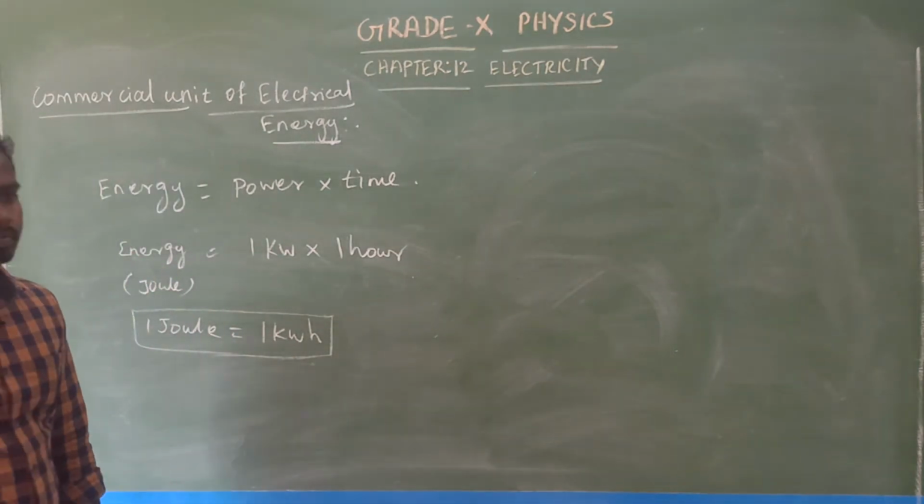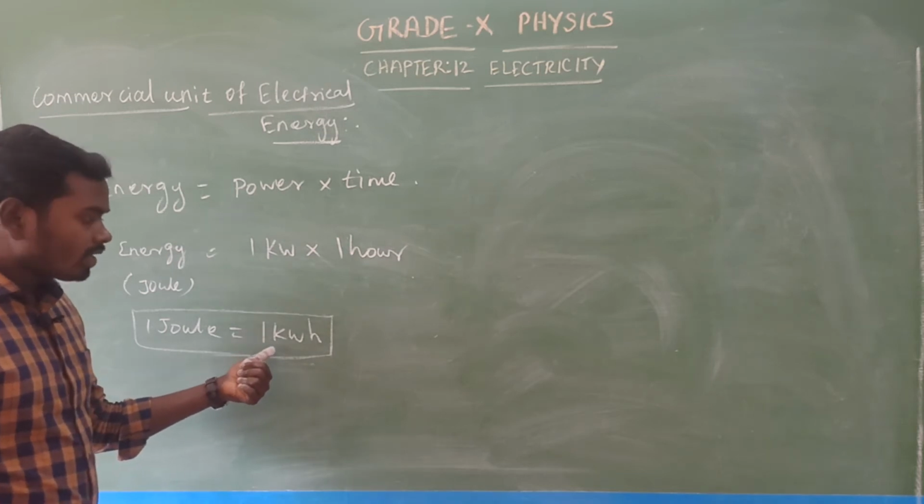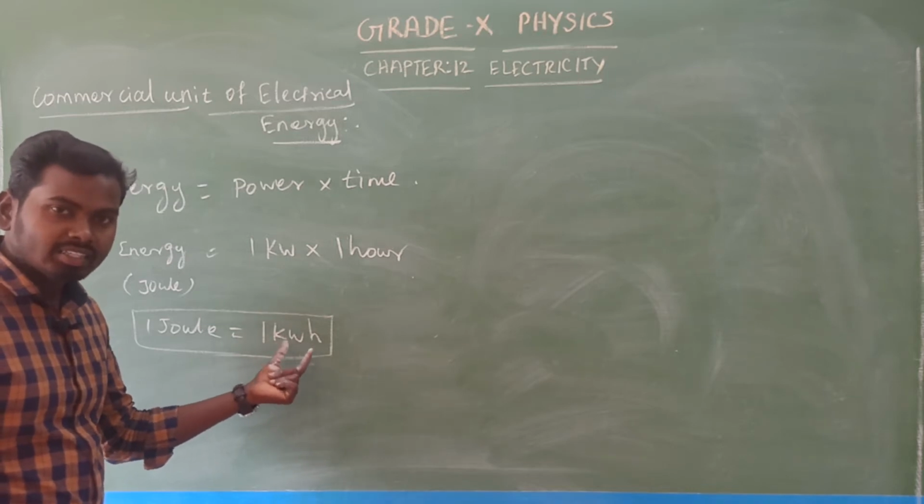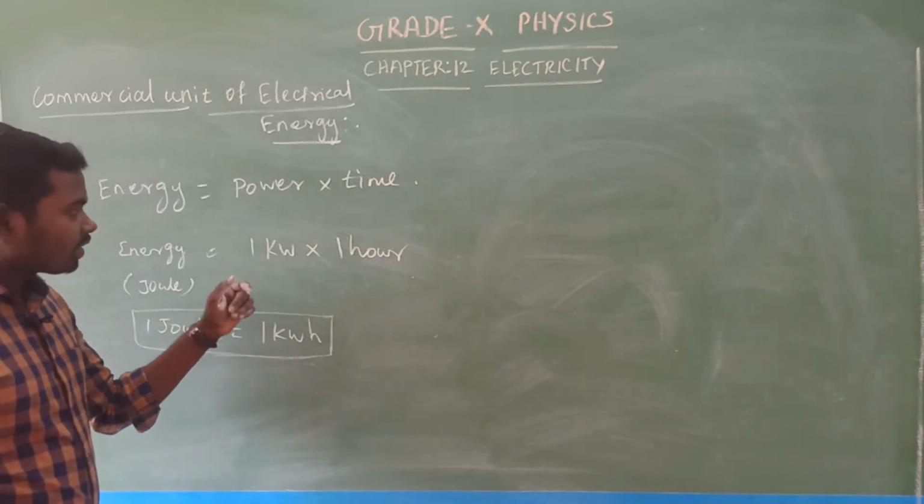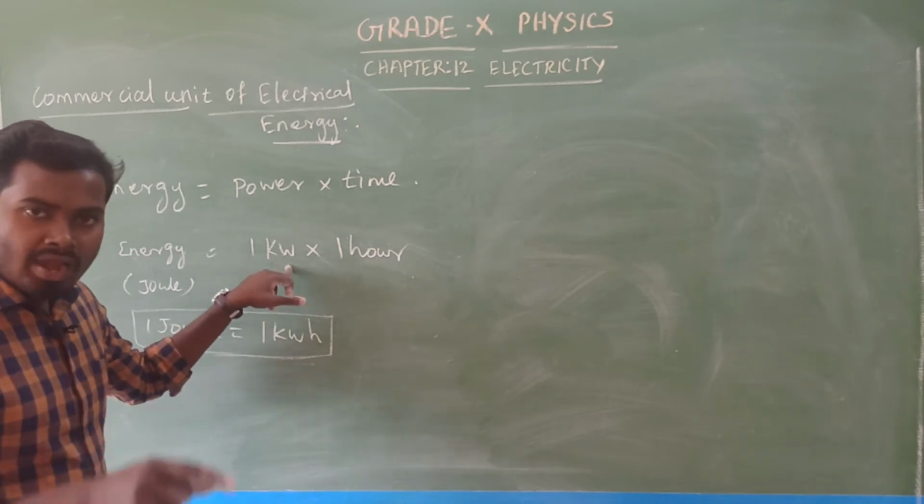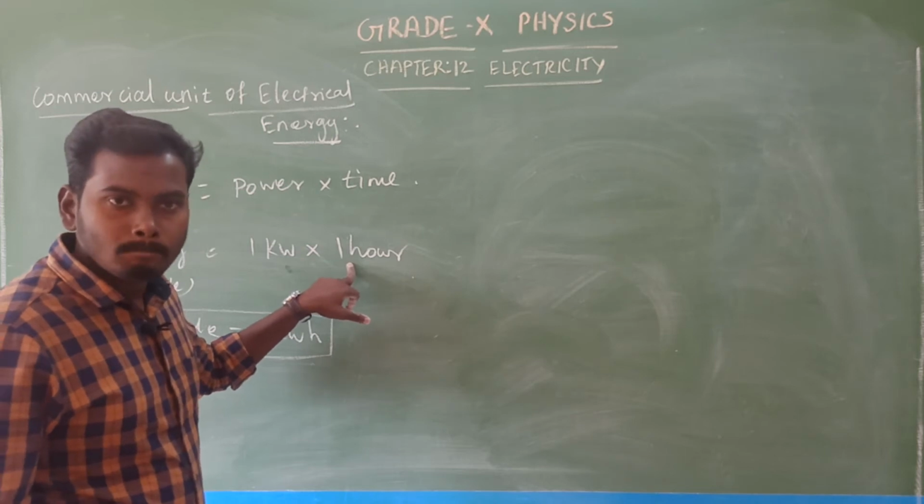Look here, note this point. 1 kilowatt of electrical energy is consumed when an electrical appliance has a power rating of 1 kilowatt and it is used for 1 hour. That's all, very easy.